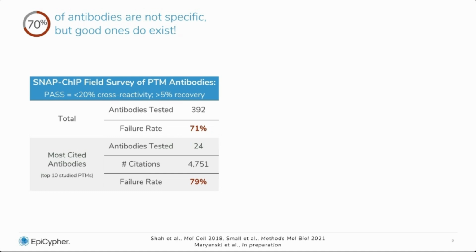And unfortunately, the case is no better when you look at the antibodies that most people in the field use. So we had tested 24 of the top cited PTM antibodies for just highly studied PTMs, comprising almost 5,000 different citations. And so these are the antibodies that really everybody uses over and over. And unfortunately, the failure rate for these approaches 80%. Interestingly, all of these antibodies were very high efficiency. They were very good at recovering DNA. Unfortunately, that DNA was not specific for the target that you think that you were mapping. And so this can obviously confound your biological interpretation.